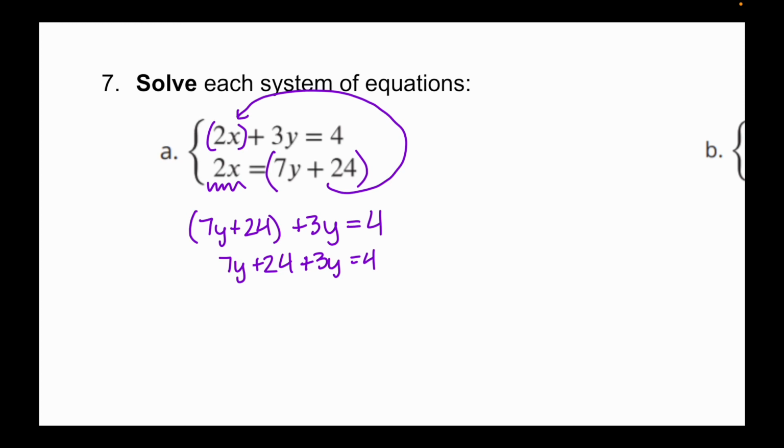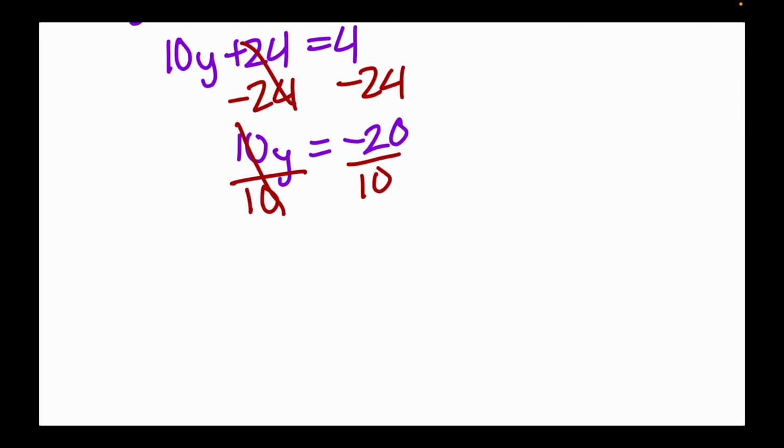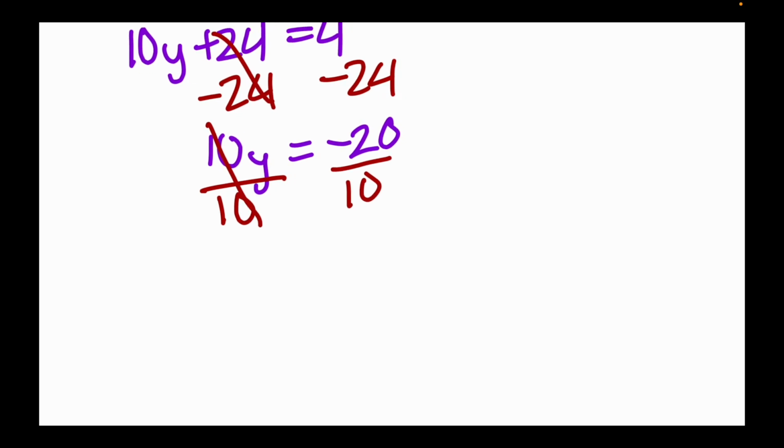And then I can add my like terms. So 7y plus 3y, that's going to be 10y plus 24 is equal to 4. We're now going to subtract 24 from both sides. That's going to give us 10y equals negative 20. And when you divide both sides by 10, you're always dividing by what's in front of your variable, because you want that number to cross out like this. When you divide by that, you'll have just y left over and then have a negative 2.